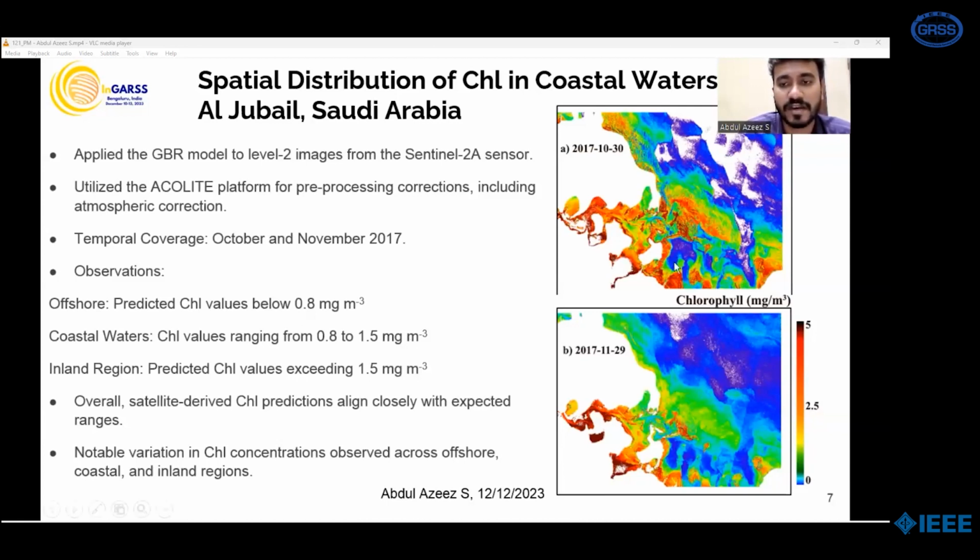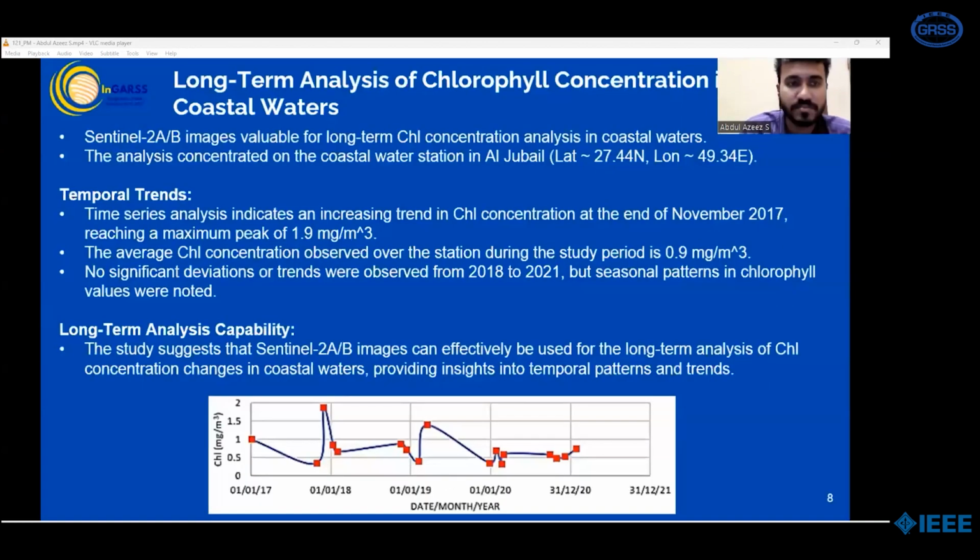From this chlorophyll retrieval, we can see that in the inland region, the chlorophyll values exceed 1.5 milligram per meter cube, in the coastal waters it ranges between 0.8 to 1.5 milligram per meter cube, and in the offshore waters it is less than 0.8 milligram per meter cube. So overall, the satellite chlorophyll predictions align closely with the in situ observations, and the values are within the expected ranges. And these methods we can use for long-term analysis of chlorophyll concentration in the coastal water.